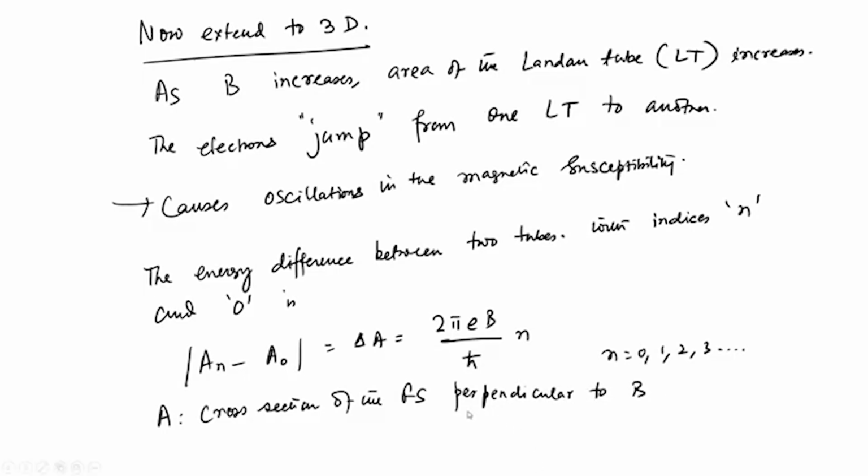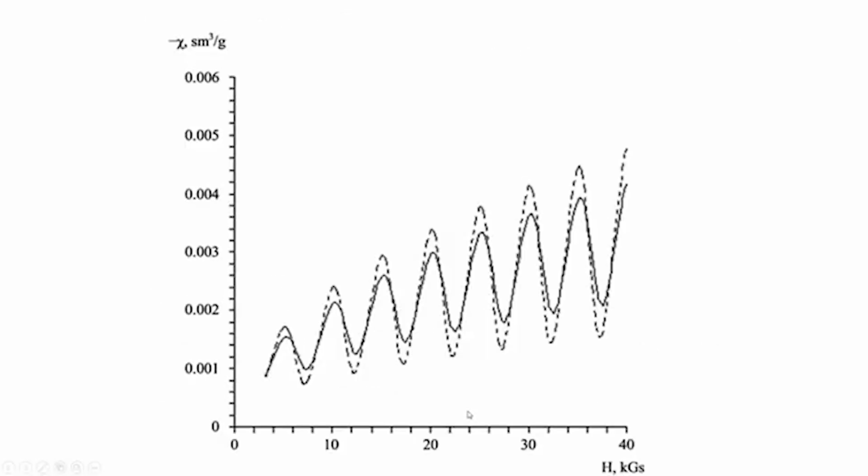So, we get these oscillations, and let me just come back to the oscillations in a moment. And so, let us say that B1 and B2 are two values of the magnetic field.